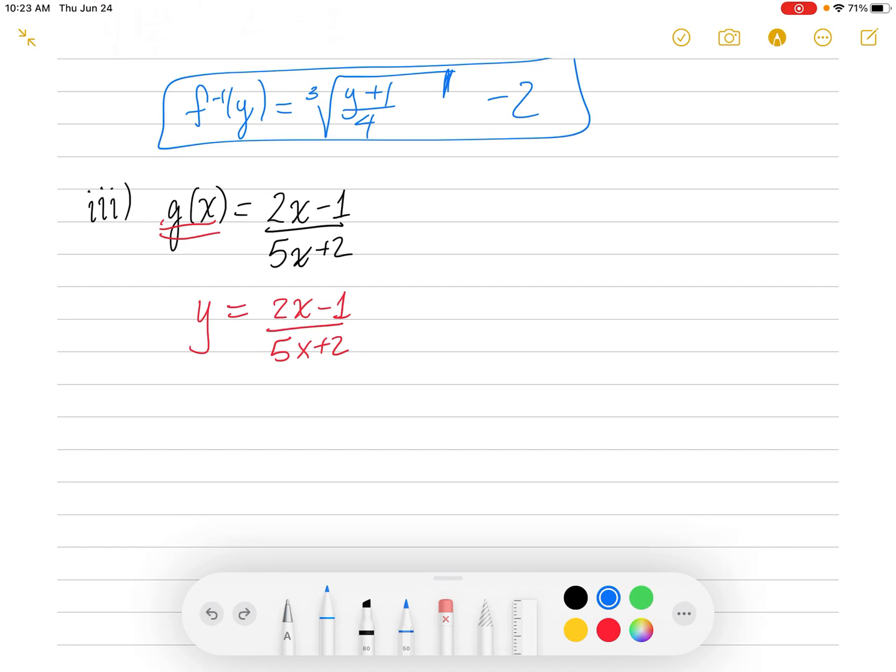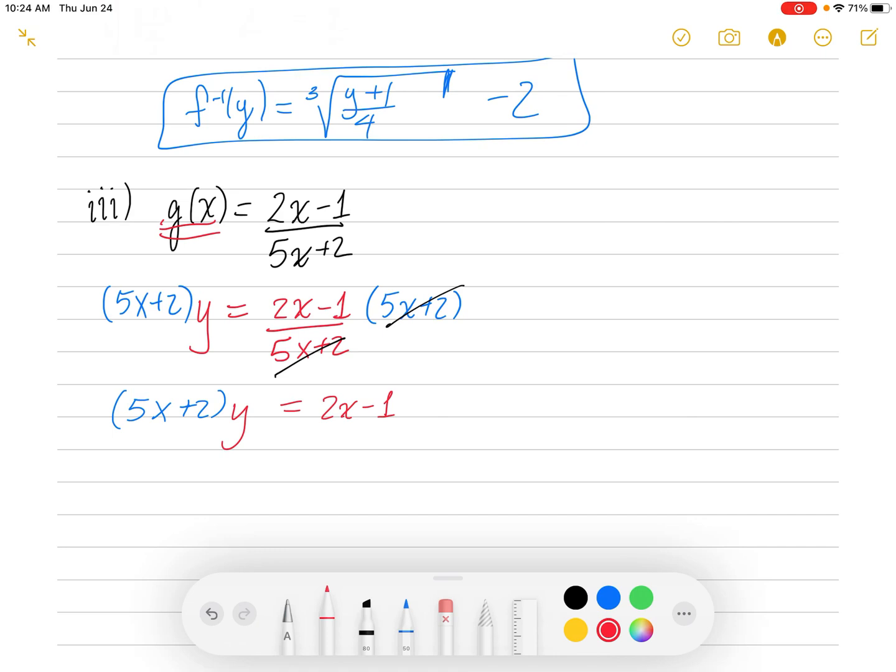So notice you have this x stuff on bottom here, and if you want to solve for x, you want it to be up top. So how do I get rid of that bottom there? How do you get rid of a denominator? Well, you multiply both sides by it. So I'm going to multiply both sides by 5x plus 2. That basically cancels the 5x plus 2 on the right, and we're going to have 5x plus 2 times y equals 2x minus 1.